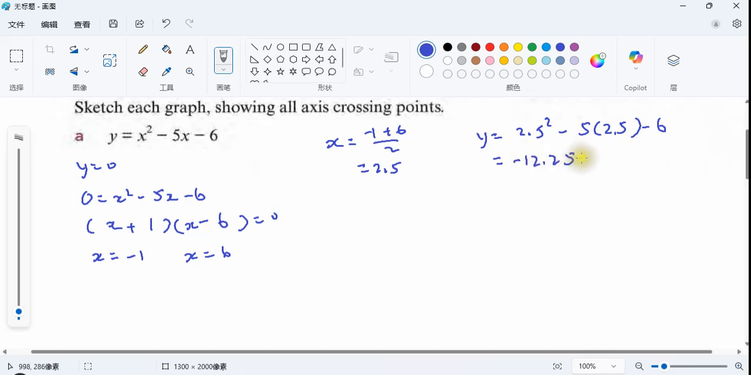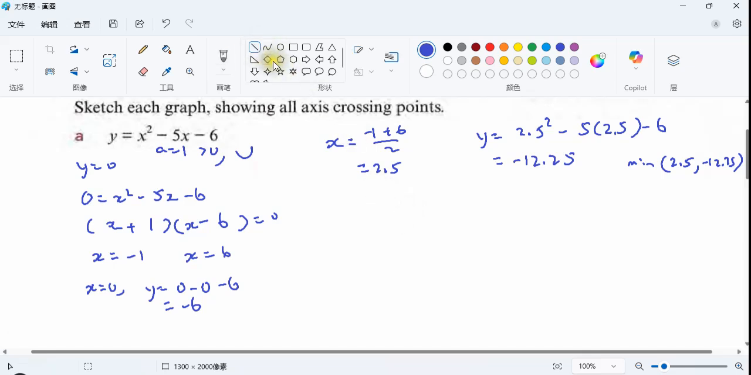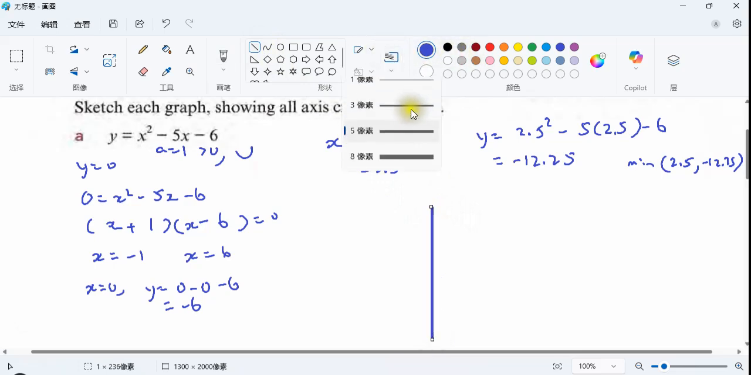Okay, so the a here is 1, greater than 0. The shape is like this. So we know that the minimum point is (2.5, negative 12.25). Okay, so when x equals 0, y equals 0 minus 6, negative 6. So the graph that we will have is -1 and 6 here.